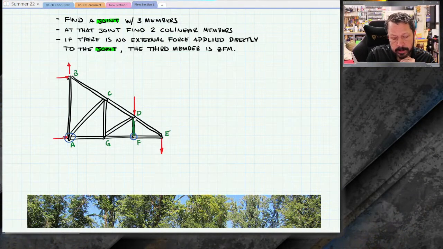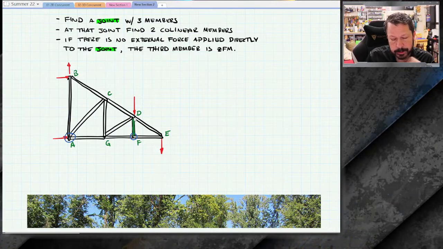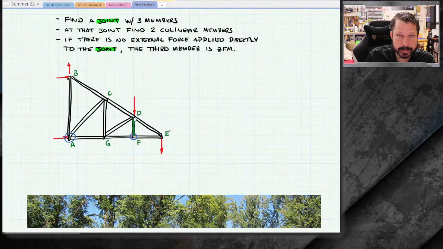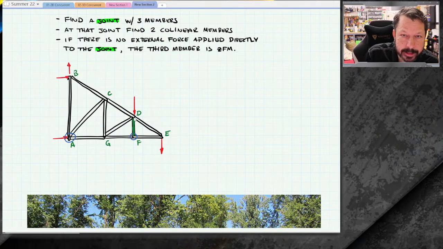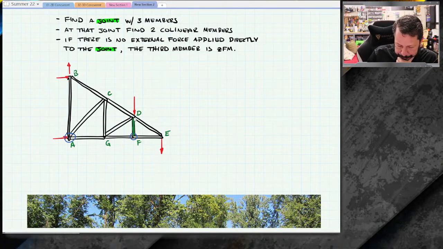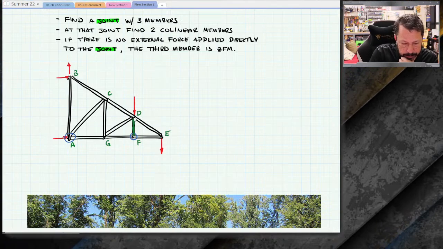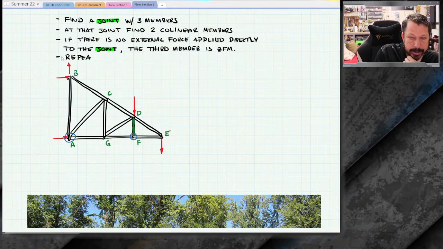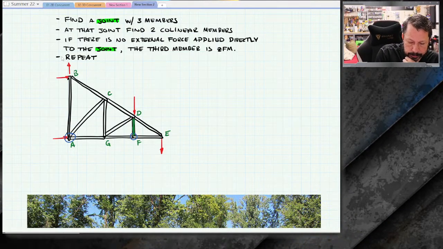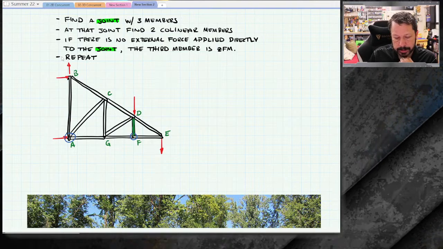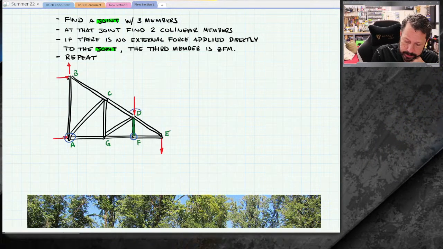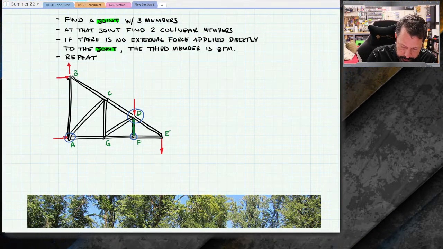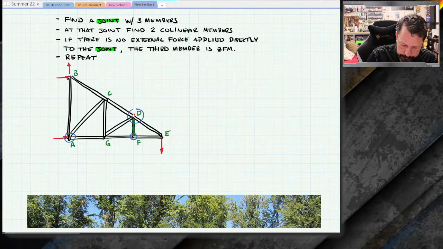If you haven't picked up on it, whenever you talk about the members, you typically alphabetize their pins to name them. So instead of member FD, it's member DF. Totally doesn't matter, but that's typically what you do. Once you find a 0 force member, repeat the process. So take that one out mentally. So take out DF, repeat the process. Now, D does have 3 members, 2 of them are collinear. Let's take this guy off of here because I want to prove a point. So let's take that off.